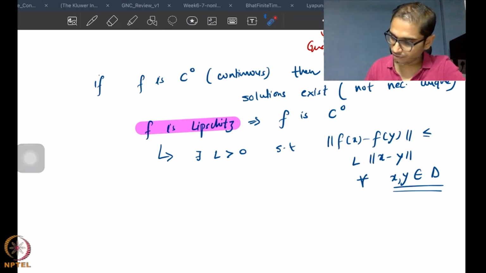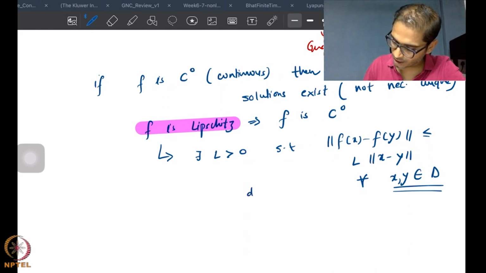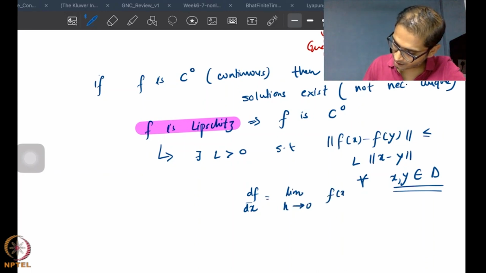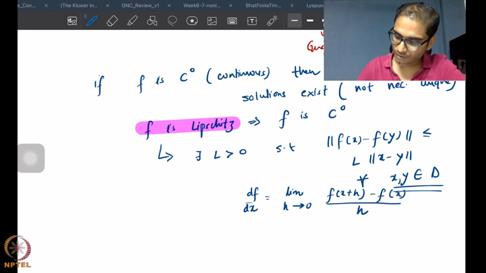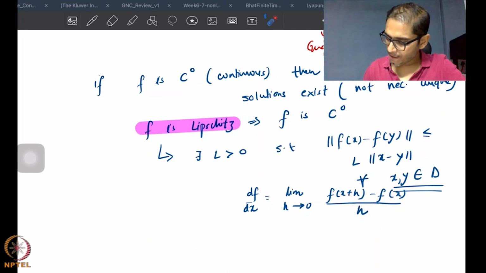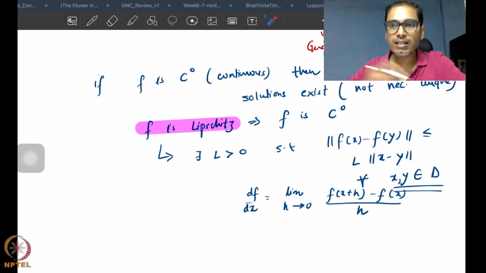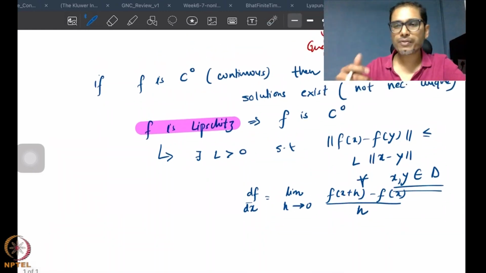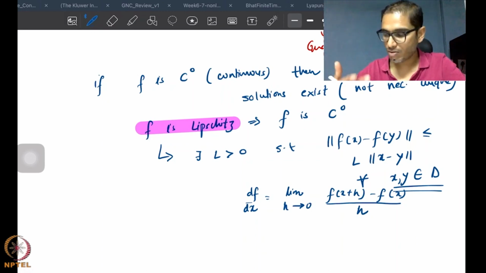If you look at this carefully, you will see differentiability at any point x. How would I define df/dx? It is the limit as h goes to 0 of f(x+h) minus f(x), divided by h. Since the norms are bounded like this, and the denominator is x plus h minus x, I could use this to get a bound on this limit, which means I can say that the differential exists. Therefore, the Lipschitz condition is a sort of smoothness condition, and obviously more than continuity.